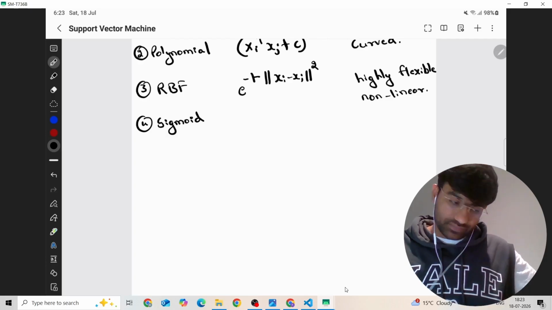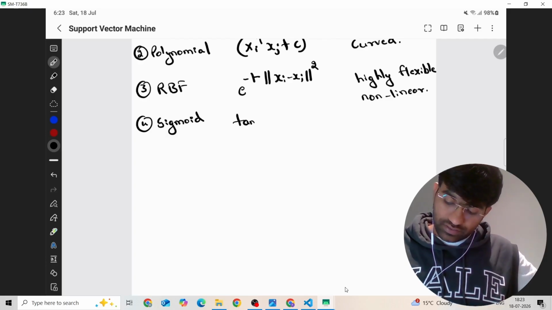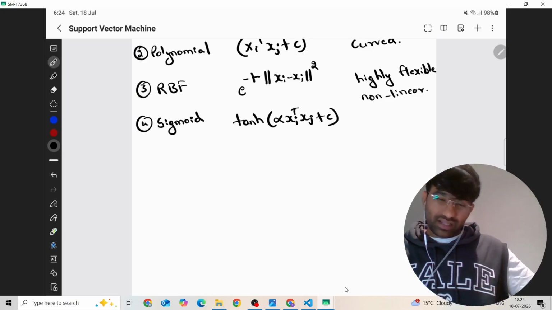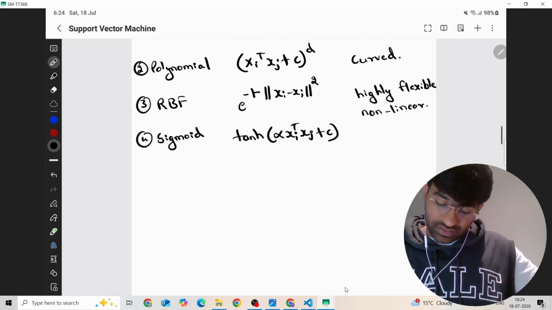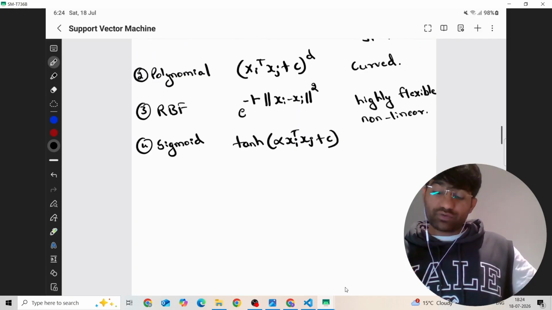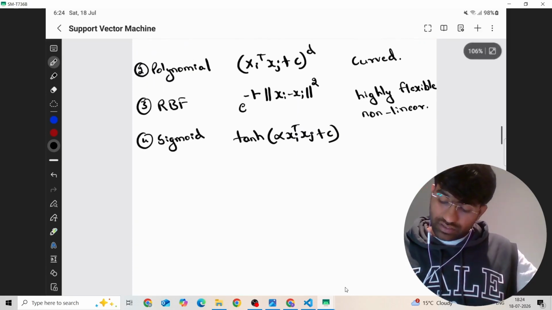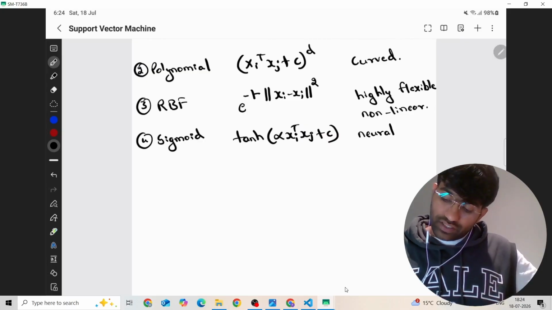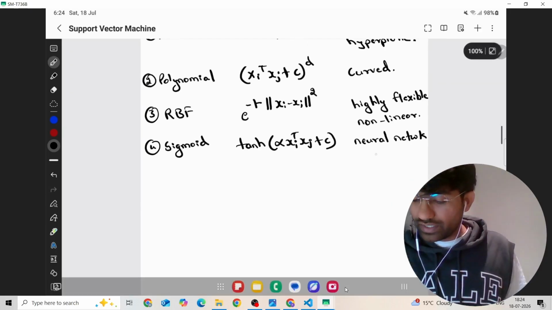And the fourth type of kernel is the sigmoid kernel. The equation for the sigmoid kernel is tanh of alpha times xi transpose xj plus c. Sorry, even I don't remember these equations. I'm just giving you these to demonstrate, so that at least we have a basic understanding of how the equations look. And the hyperplane will be kind of neural network like.